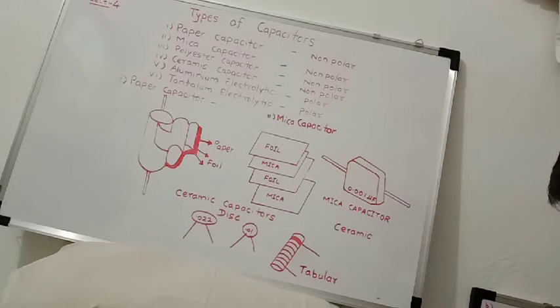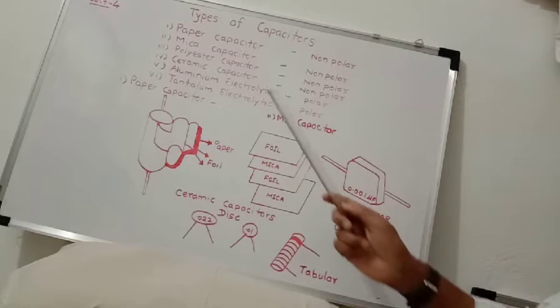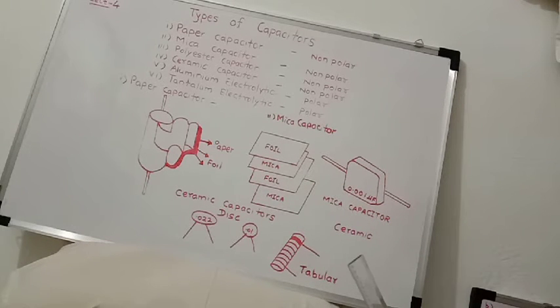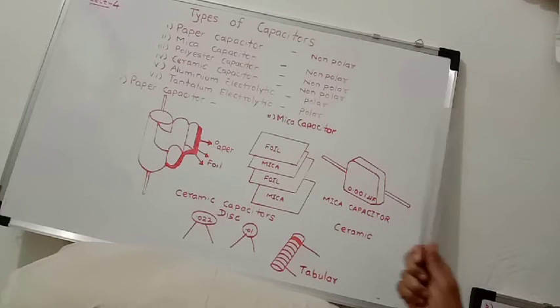Then metal plates used here are in the form of foils, to increase the plate area and to minimize the size. To minimize the size and to increase the area, cylindrical condensers are formed. Cylindrical shape is used to increase the plate area and to increase the capacitance. So cylindrical form type paper capacitor is made. These capacitors are available in molded and tabular type.